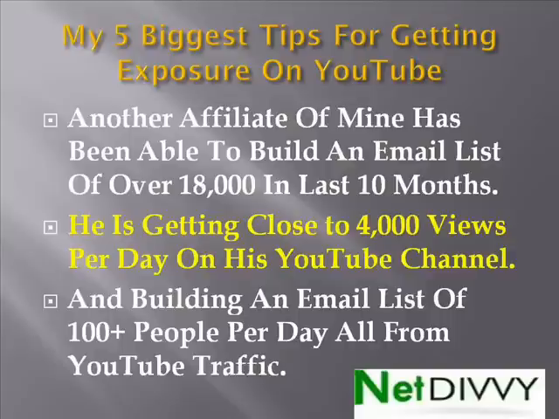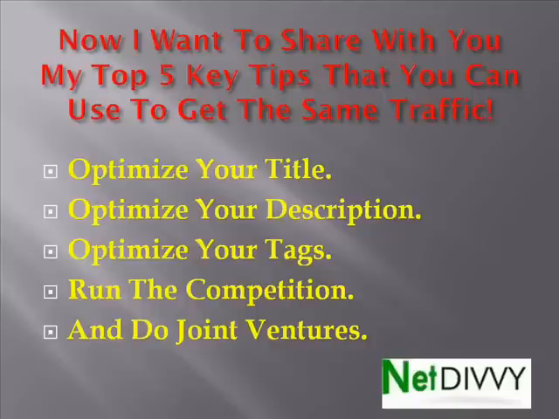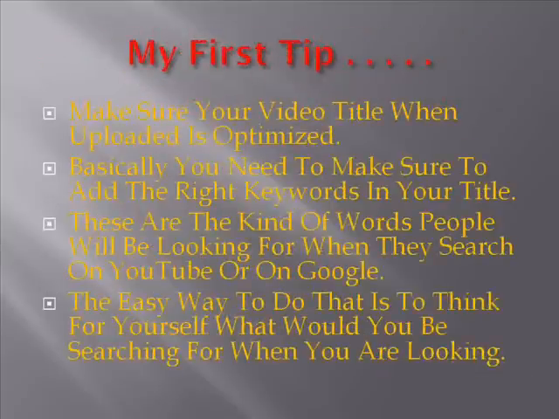Another affiliate of mine has been able to build an email list of over 18,000 in the last 10 months utilizing this strategy. He's getting close to 4,000 views per day on his YouTube channel and building a list of 100 plus people per day, all from YouTube traffic. Now I want to share with you my top 5 key tips that you can use to get the same traffic my buddy's getting. The first one is to always optimize your title, optimize your description, optimize your tags, run competition, and joint ventures.